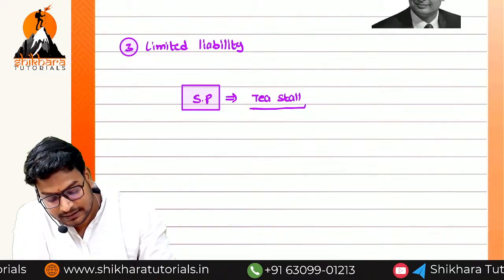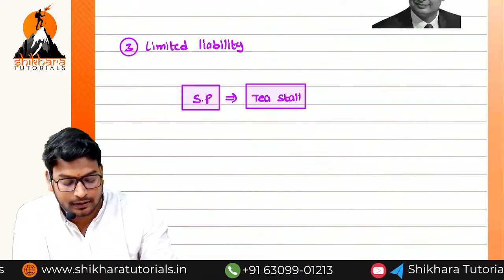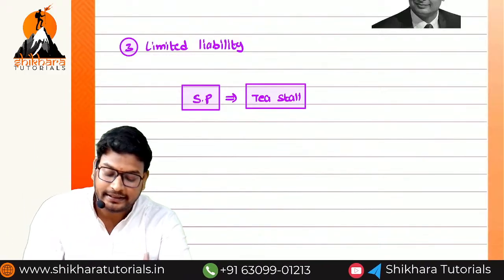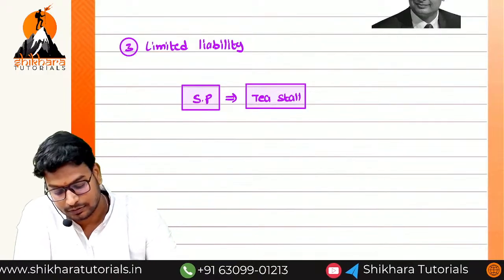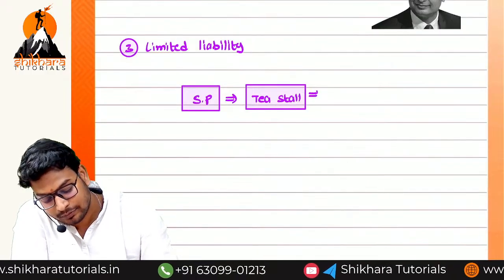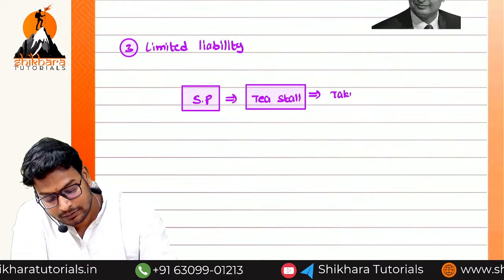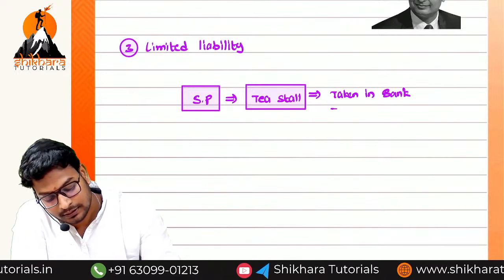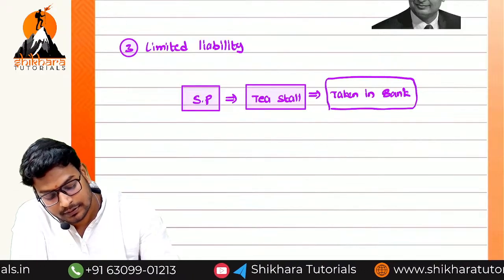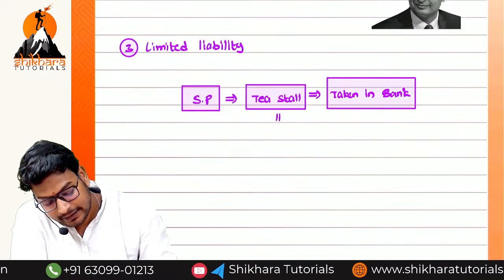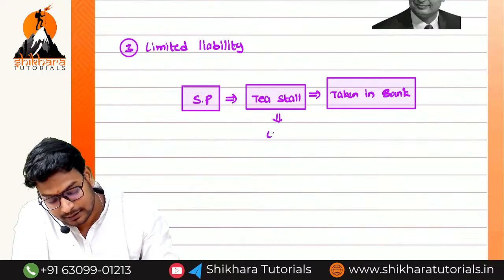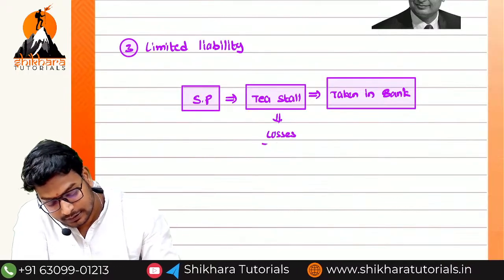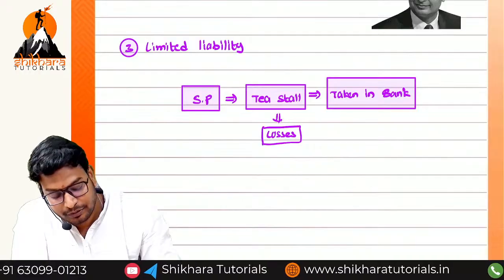I have started a tea stall. For starting this tea stall, I have taken a loan. Where can I take the loan? I have taken a loan from the bank. But in running the tea stall, I have incurred losses. Now, these losses should be borne by whom?